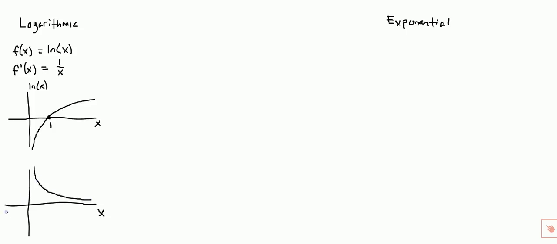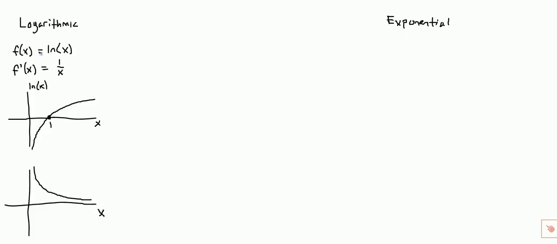Right, there's also a curve down here, but since ln of x is only defined for x greater than or equal to 0, we only draw the right-hand side of 1 over x. If there's no function on the left, there's no derivative on the left. Okay?